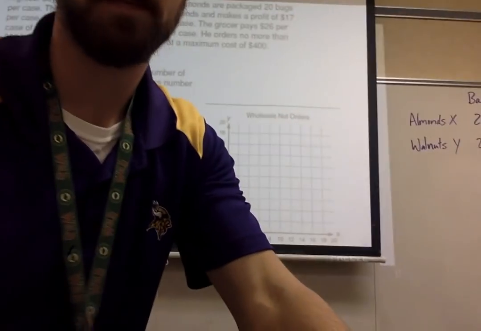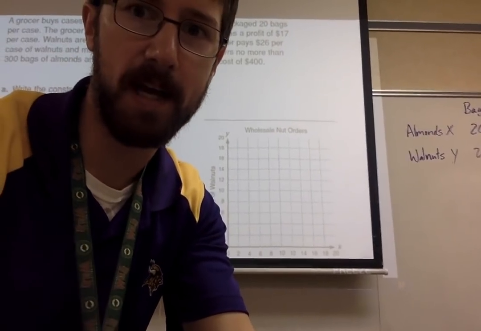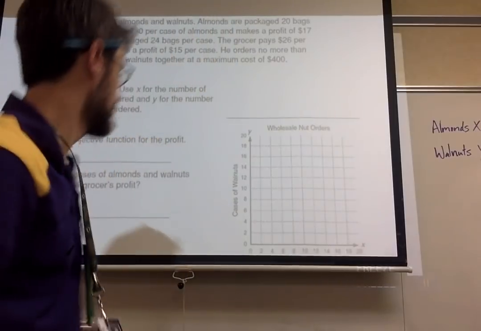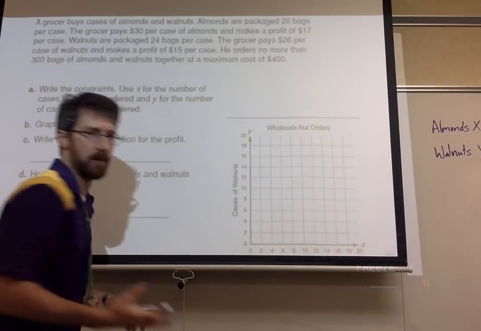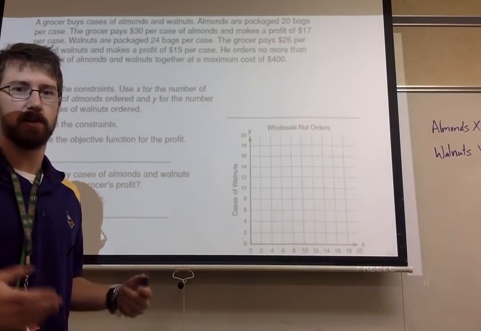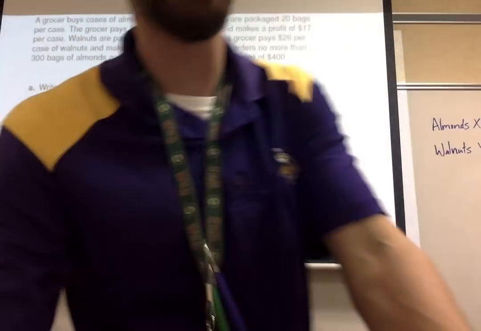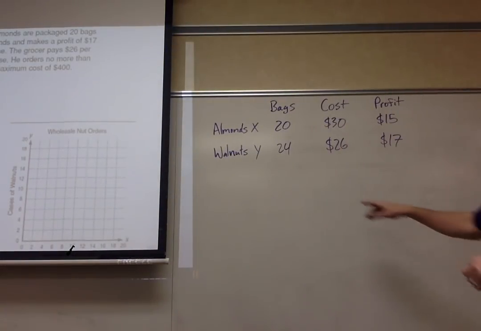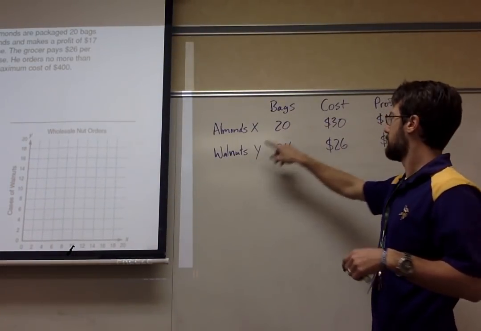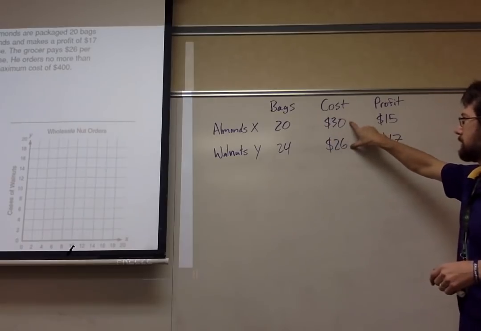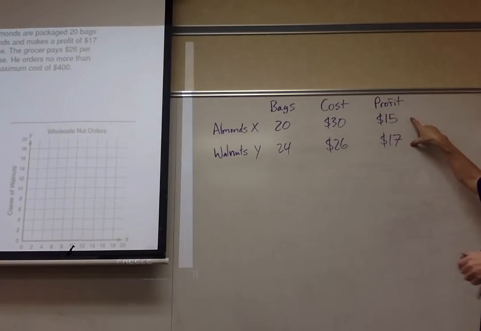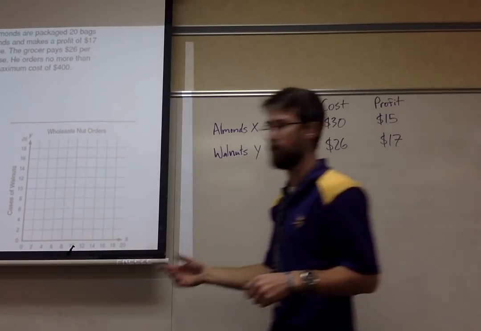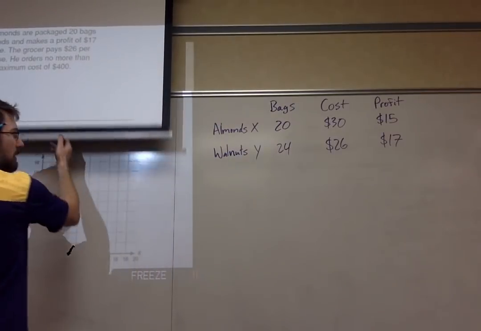Okay. So the first thing that I did when I approached this, and it's not a bad idea with word problems just in general, is to organize your information. So I took all of the things and I put them into a table over here. Right, so I've got for almonds and walnuts, the bags per case, the cost per case, and the profit per case. That's all the important information that I'm going to need with this.